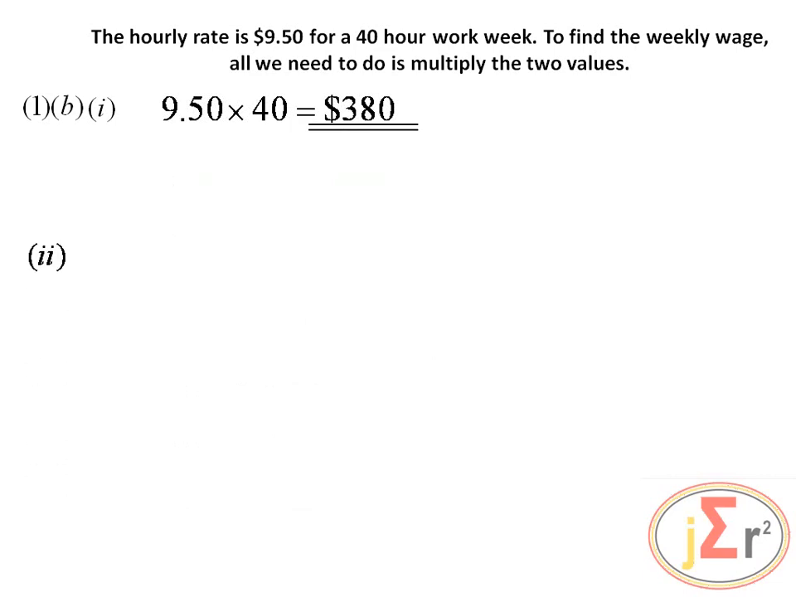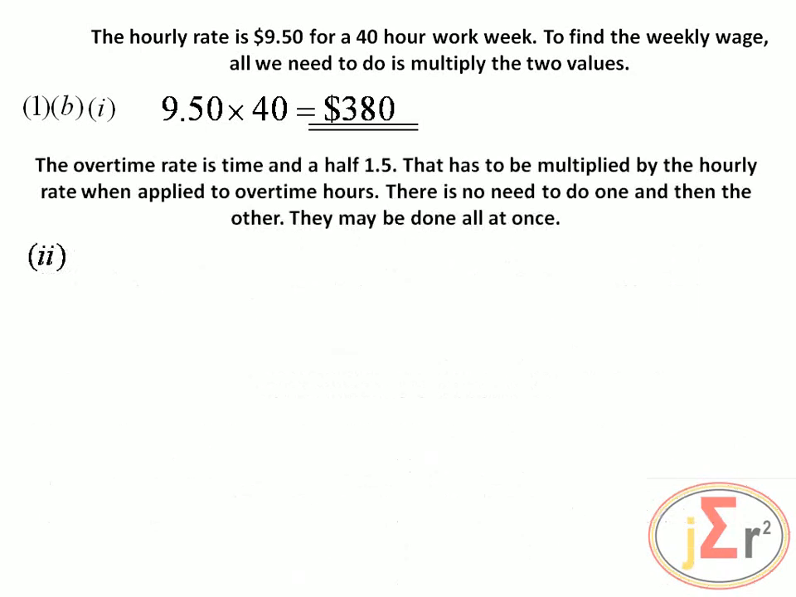Next, we are talking about an overtime payment here. And the number of overtime hours is 6. And overtime is calculated at time and a half. The overtime rate is time and a half. That has to be multiplied by the hourly rate when applied to overtime hours. There is no need to do one and then the other. They may be done at once. So there we have the result.